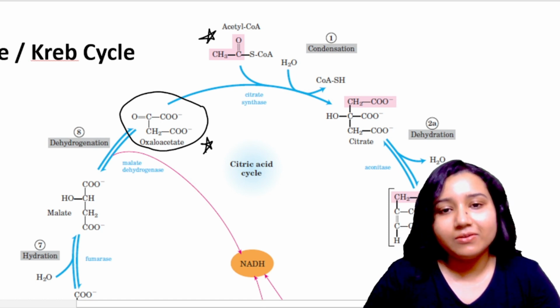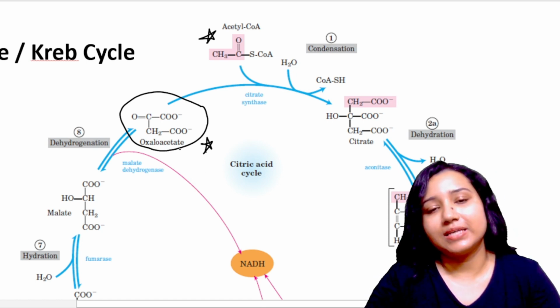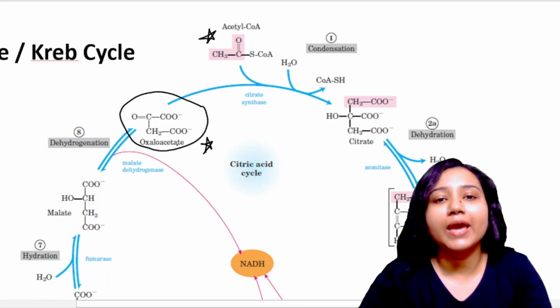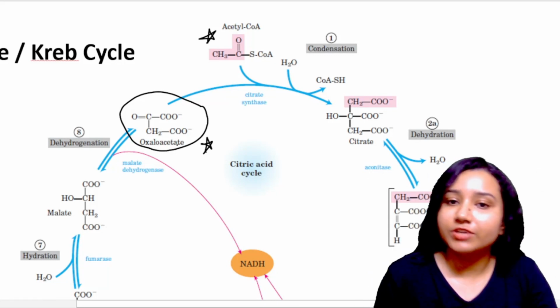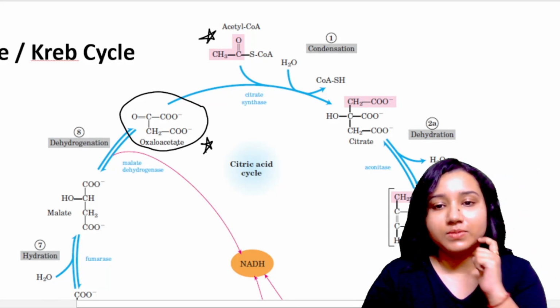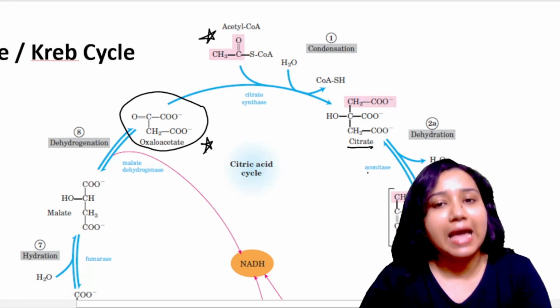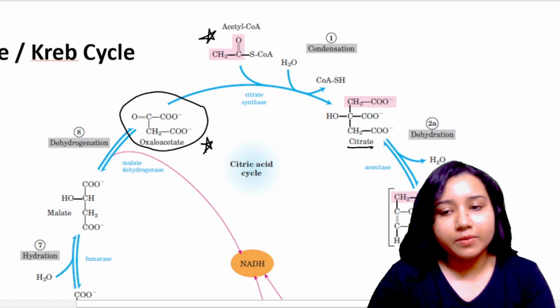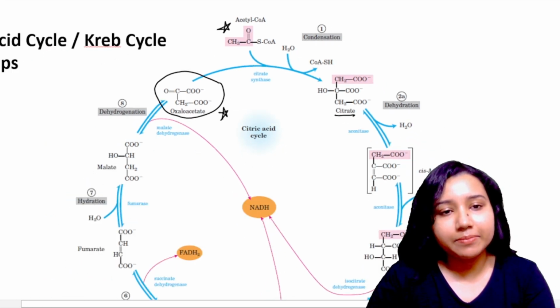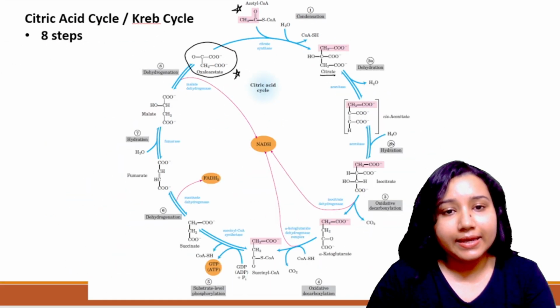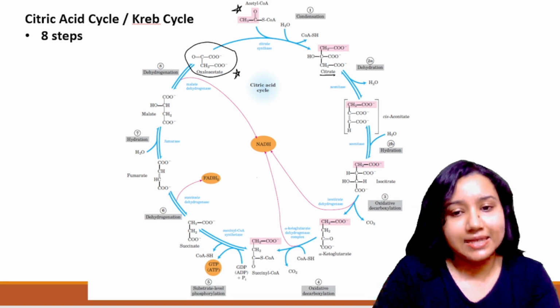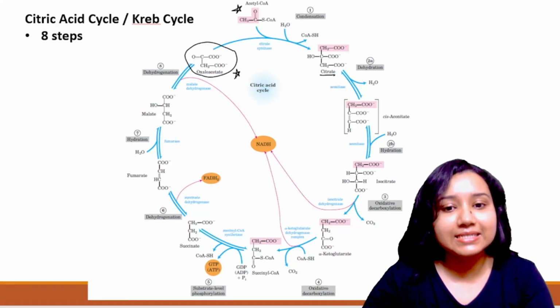Now the acetyl CoA and oxaloacetic acid condense together, a condensation reaction takes place, and it forms citrate, or we can say citric acid. If you all remember, this Krebs cycle or citric acid cycle is also called the TCA cycle.